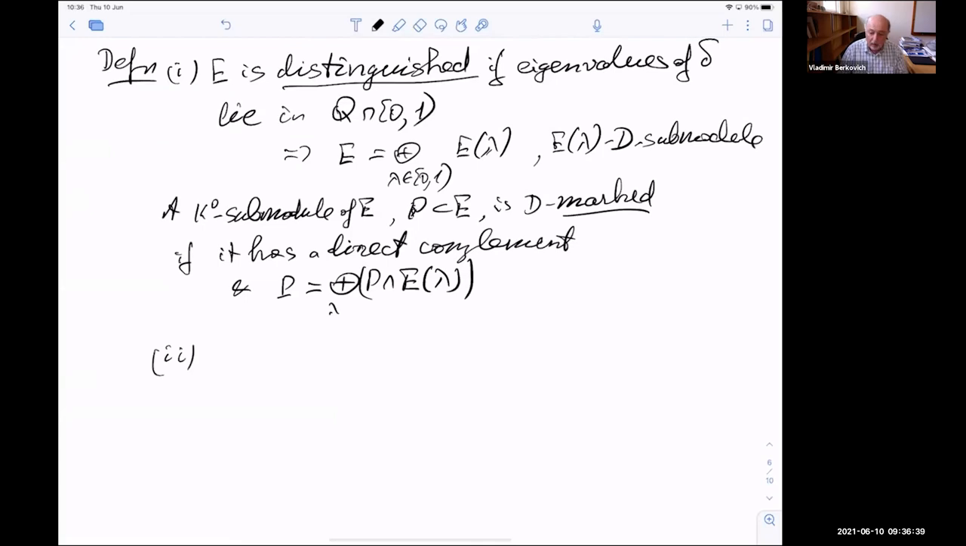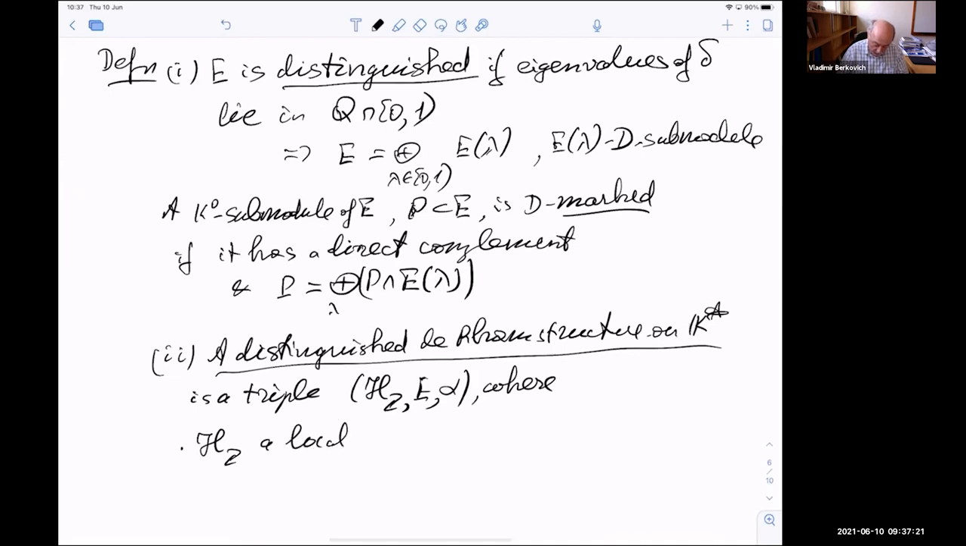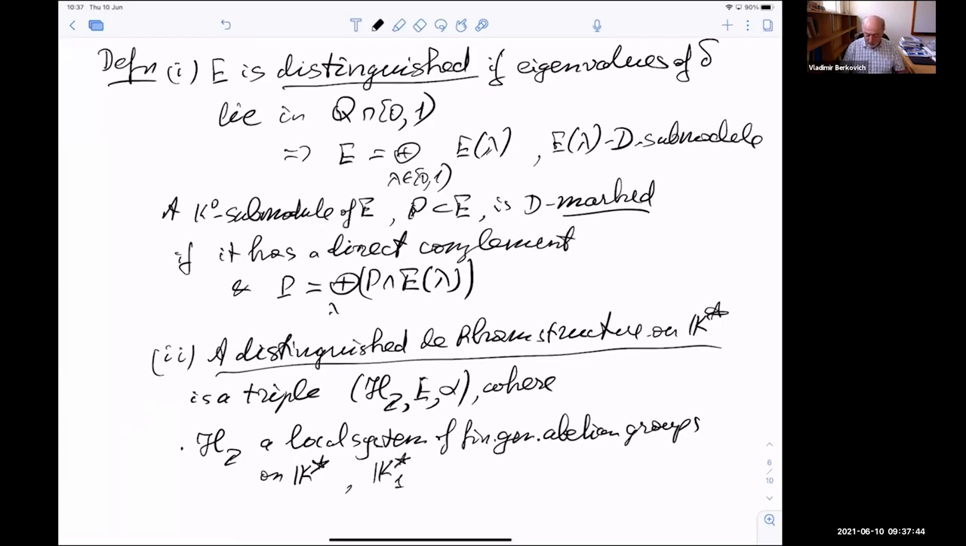The next definition. A distinguished de Rham structure on this space is a triple (H_Z, E, alpha), where H_Z is a local system of finitely generated abelian groups on this space. In fact, it is essentially only on the first level. So it's a topological space, it's this space.